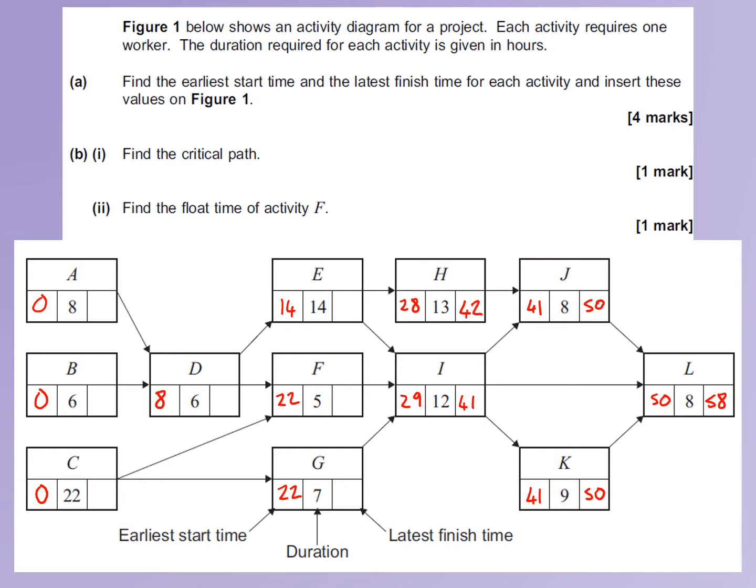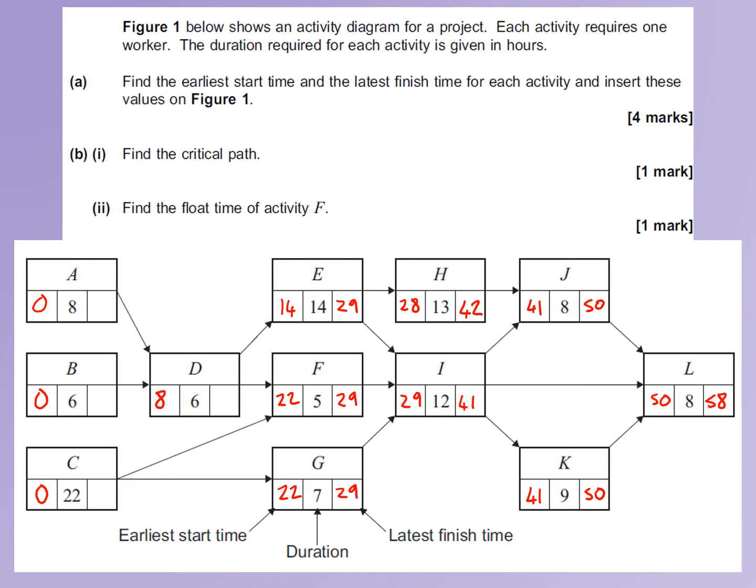E has two immediate successors, so H gives us 42 take away 13, and I gives us 41 take away 12. So both of those are going to give us 29. F now has one immediate successor, so if we do 41 take away 12, that also gives us 29. And G, if we do 41 take away 12, again gives us 29.